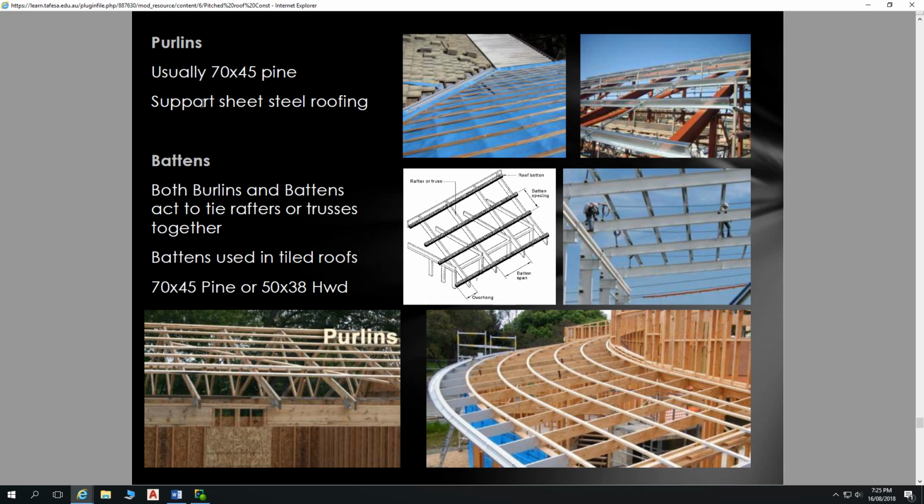Even though up here it says purlins support sheet roofing, typically I'll specify battens in that. And so purlins expressed as 70 by 45, whereas a batten is expressed as 45 by 70. So that 45 by 70 tells me that it's lying down flat. That 70 millimeters is in contact with the rafter.